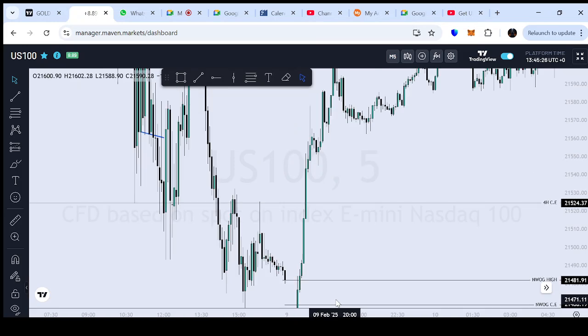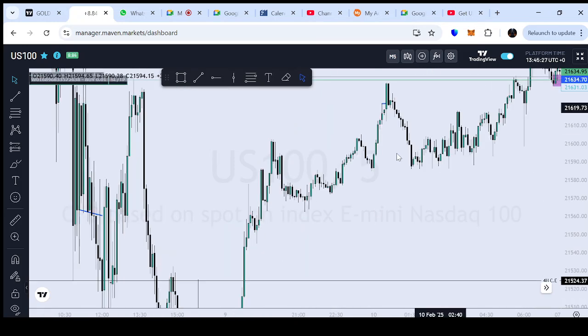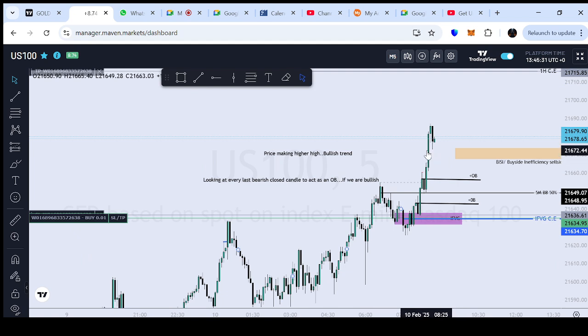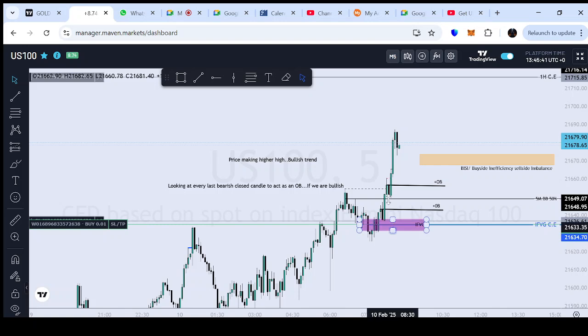Why fair value gap? You will see a candle body there, also acting as an inefficiency, a volume imbalance too. The inefficiency comes up whenever there is a fair value gap. The fair value gap itself is the inefficiency. It's incomplete yet.